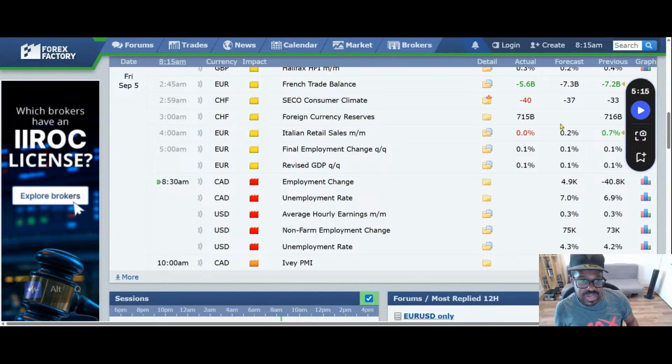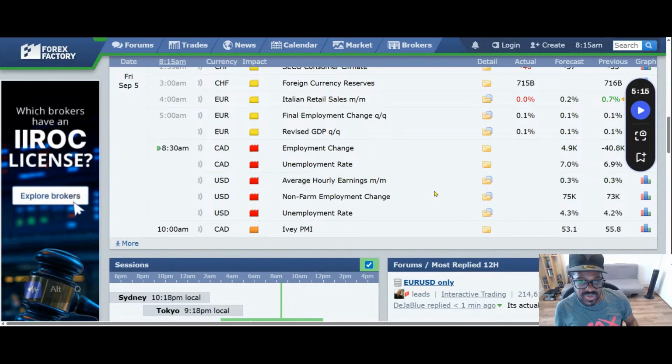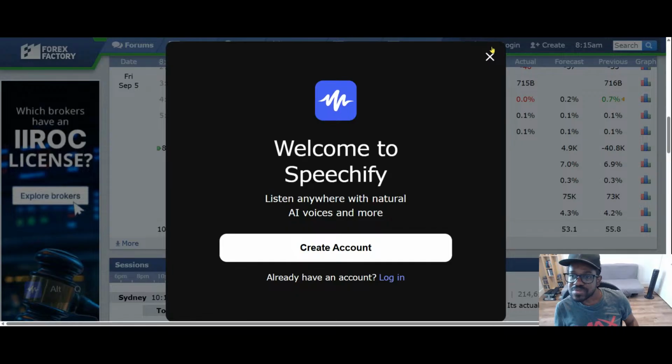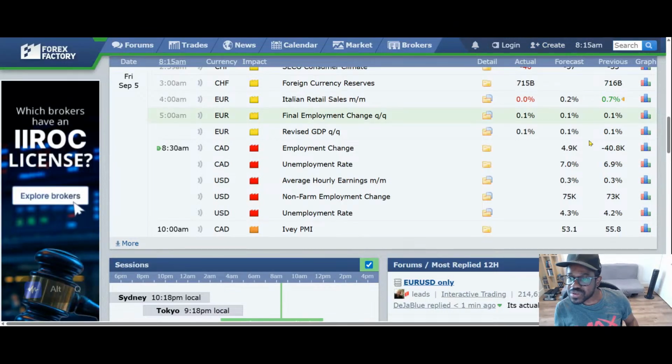Let me just focus on the US ones. Average hourly earnings month to month, we're expecting to be at 0.3%. So that's the forecast for NFP. For the non-farm employment change, we're expecting 75K.